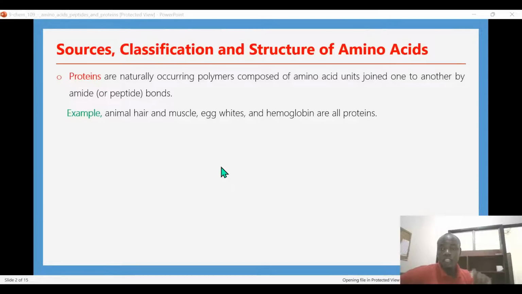One thing that we should understand is that these proteins are what make us able to do all the activities that we are doing.